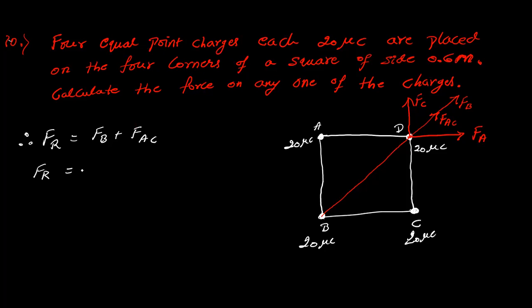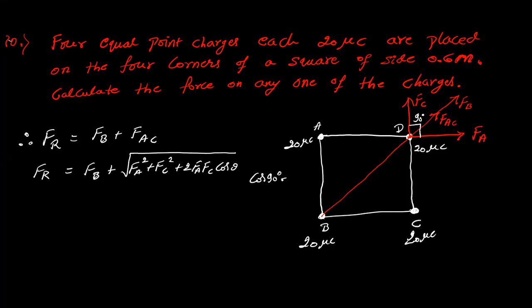FR is equal to FB plus, how can we write the FAC? FAC is nothing but the square root of FA square plus FC square plus 2 FA FC cos theta. This is the formula to find the resultant. Observe that between FC and FA the angle is 90 degrees, right? So cos 90 is 0, and this term is eliminated.